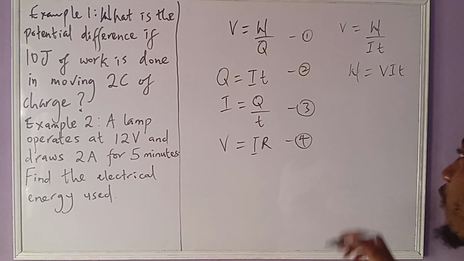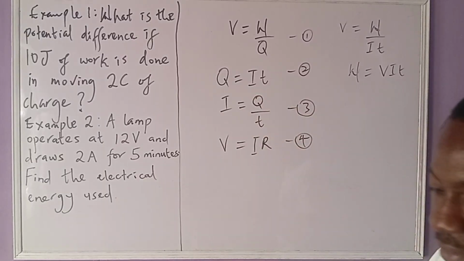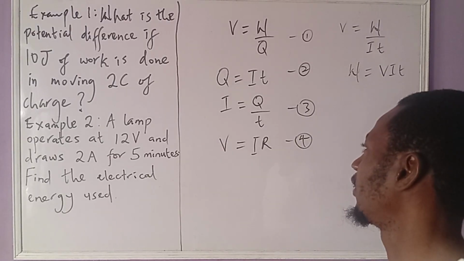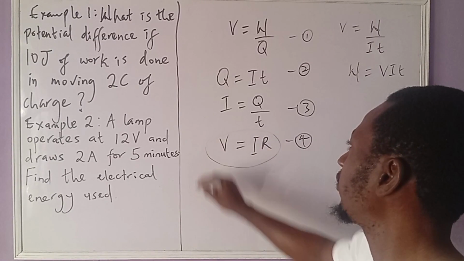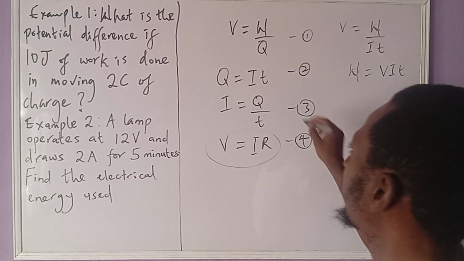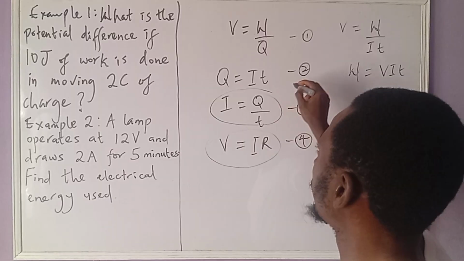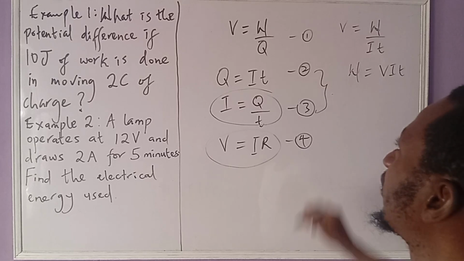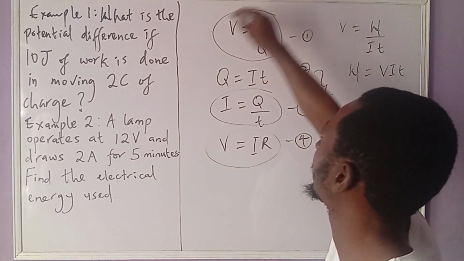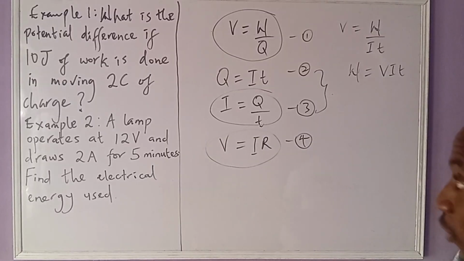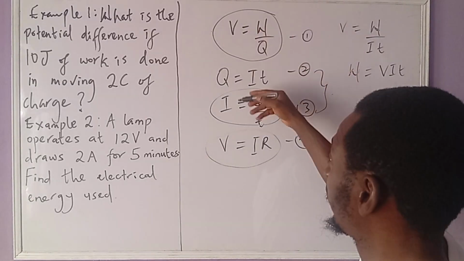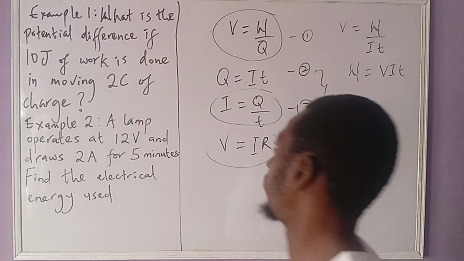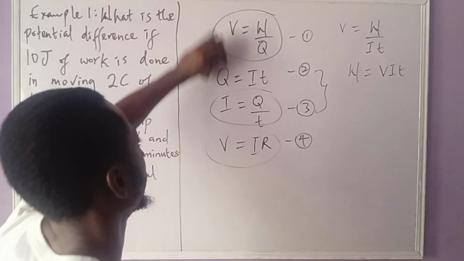And you must know your root formulas. That is very important in physics. You must know your root formulas. This is gotten from Ohm's law. This is gotten from current, and conspicuously 2 and 3 are the same. And finally, this is from the potential difference definition. So we just have 3 things there: potential difference, current, and Ohm's law. So let's solve the questions here.